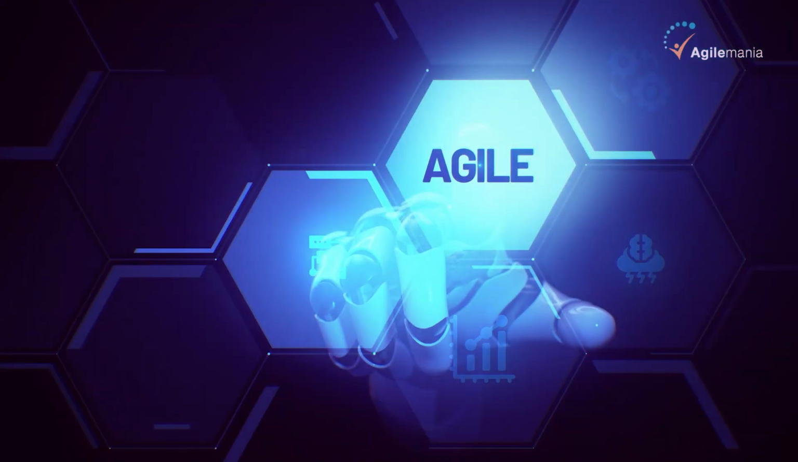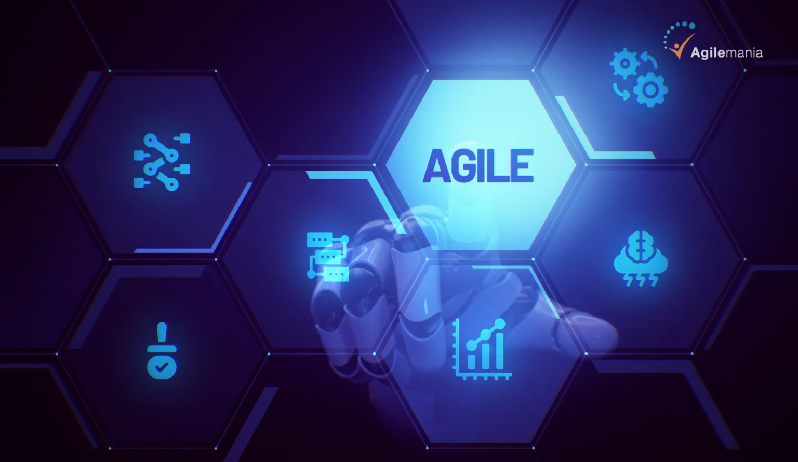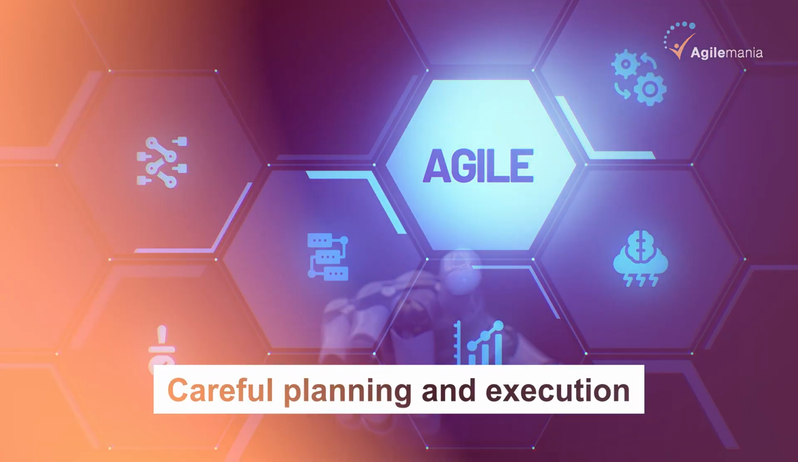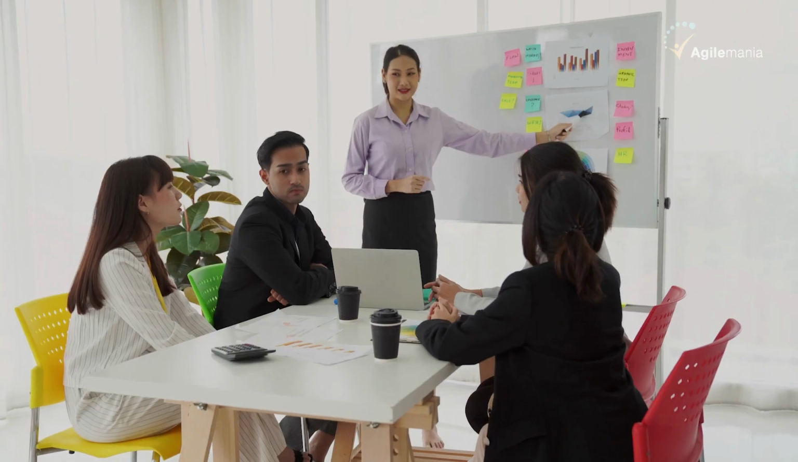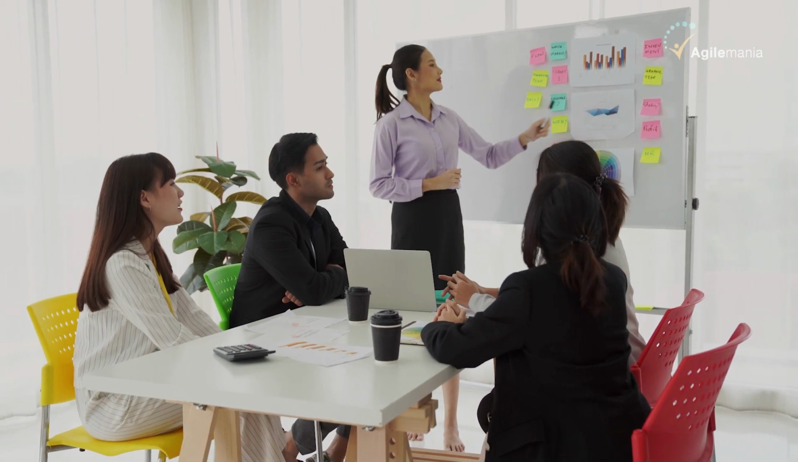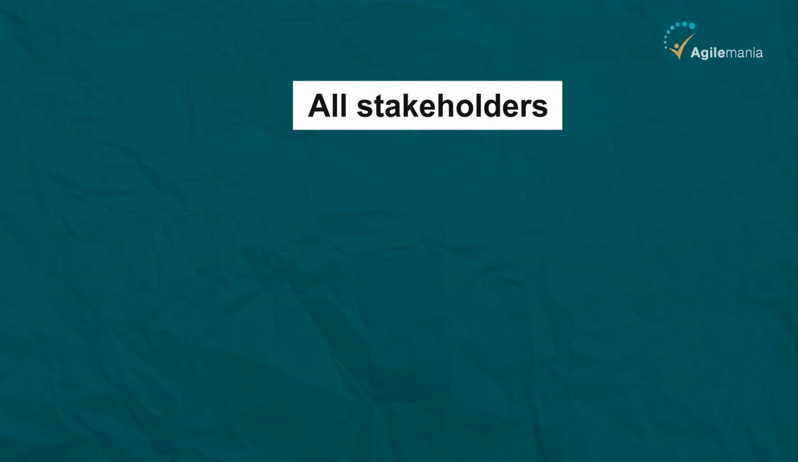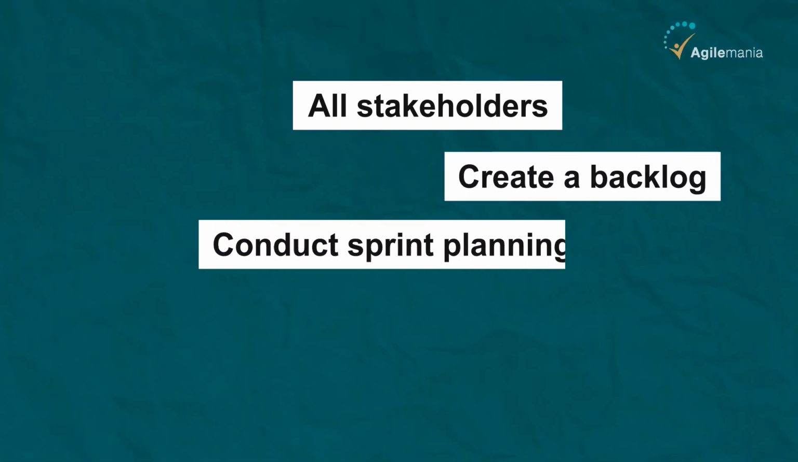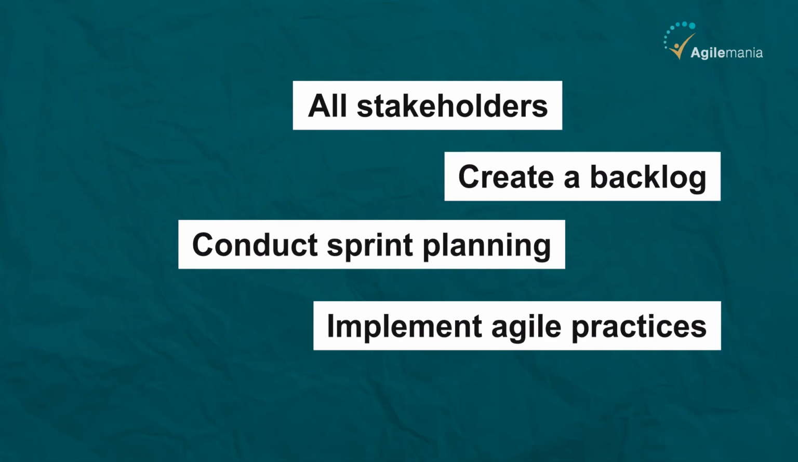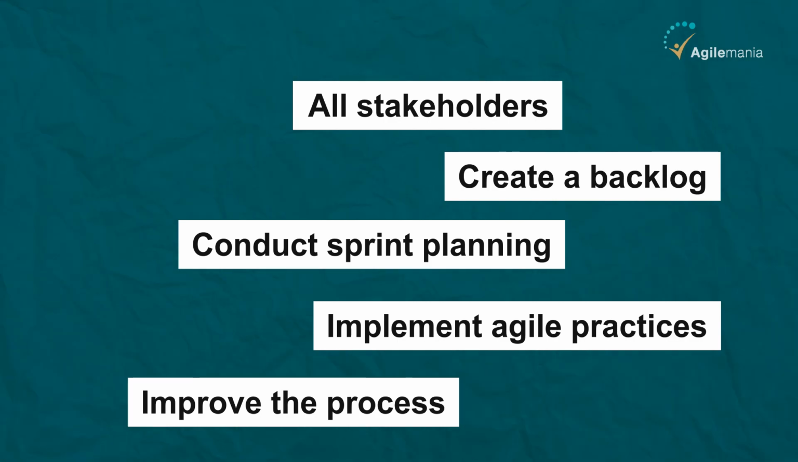In conclusion, achieving a successful Agile implementation requires careful planning and execution. By following these key steps, you can ensure that your Agile implementation is effective and delivers the desired outcomes. Remember to involve all stakeholders, create a backlog, conduct sprint planning, implement agile practices, and continuously improve the process.